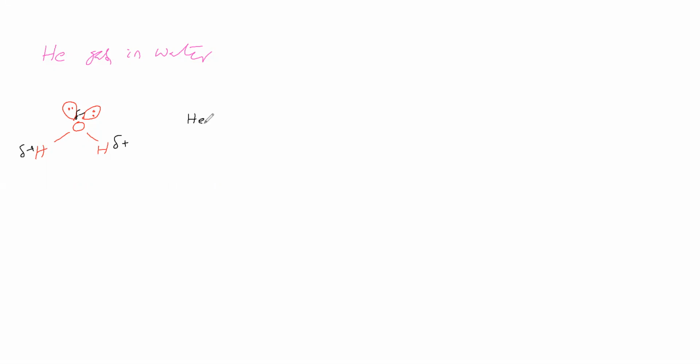Helium configuration is 1s2. Now we will take the helium nucleus and 1s2. We will consider it spherical and symmetric. 1s2 is spherical and symmetric. Okay. Now this positive charge will attract this electron cloud.